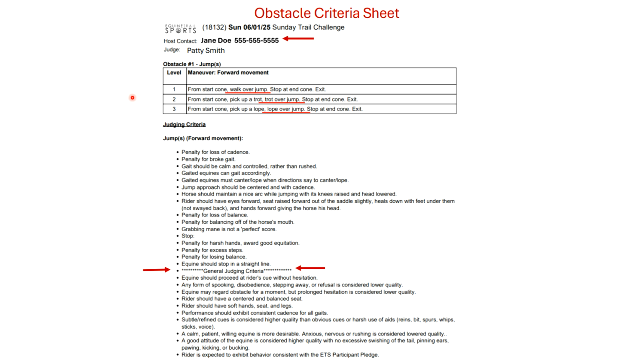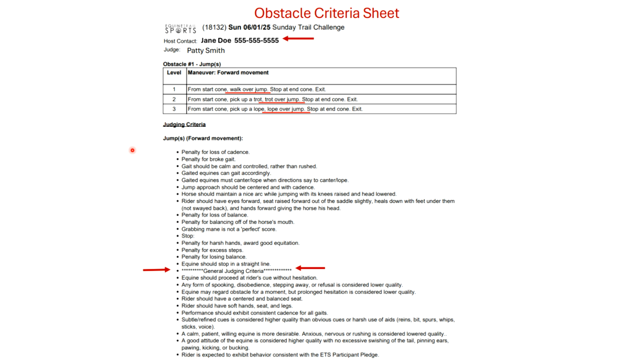I will show you an example of this in the Preparing to Judge section, and we'll go over this in more detail then. A minor element is not connected to another maneuver and is the same for each level. For example, all 3 levels stop at the end cone.